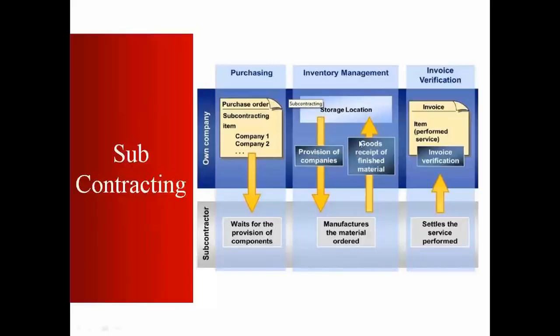Okay, so we're sending them goods, and what we're getting back is goods received of the finished material. That means the final laptop will be received. We'll send them all the raw materials, all the components of the laptop, and finally we'll get back the finished material, which is the laptop. Okay, and the third block is your invoice verification.